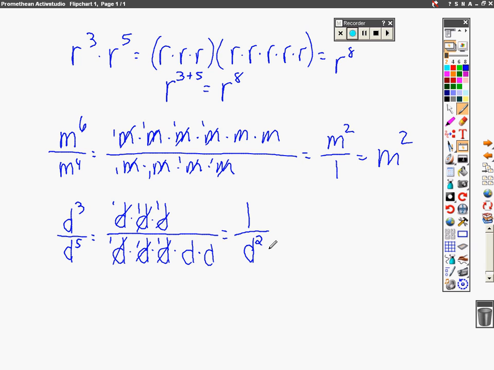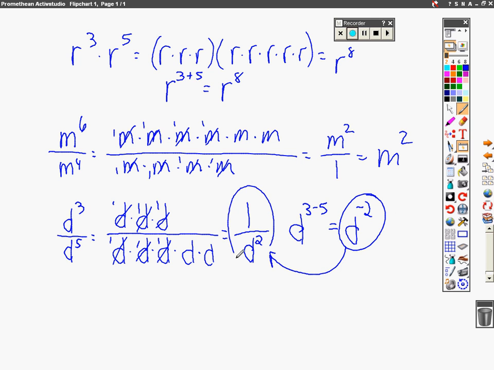Now, when we divide monomials, what we've come up with is that when we divide powers with the same base, we just subtract the exponents. Okay? So we have d to the third minus 5. Well, that can also be written as d to the negative second power. Now, here we have a negative exponent, and we're saying that these two are the same, and they are. So if you come across a problem that says, write this negative exponent as a positive exponent, you just write it as a fraction. Okay? Fraction.